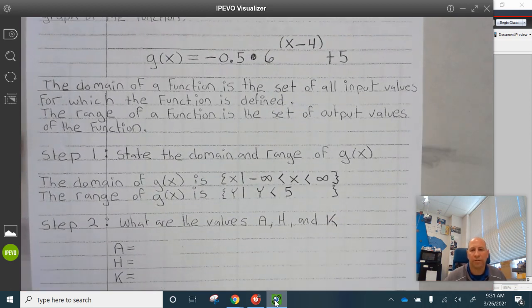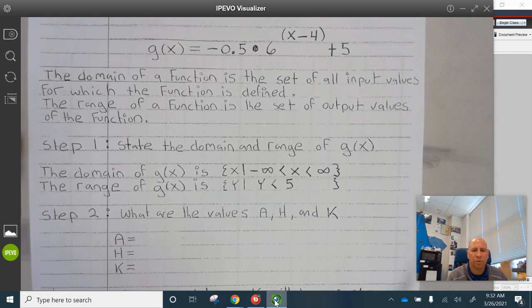The domain of the function is the set of all input values for which the function is defined. The range of a function is the set of output values of the function. Step 1: State the domain or range of g of x. The domain of g of x is x such that negative infinity is less than x less than infinity. The range of g of x is y such that y is less than 5.